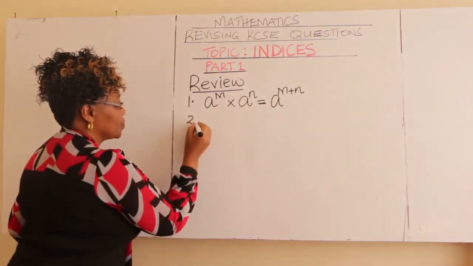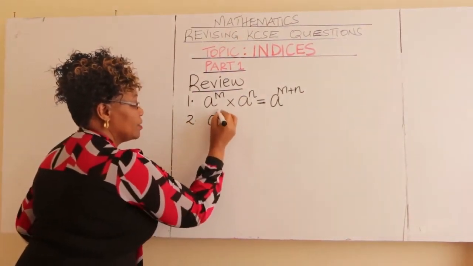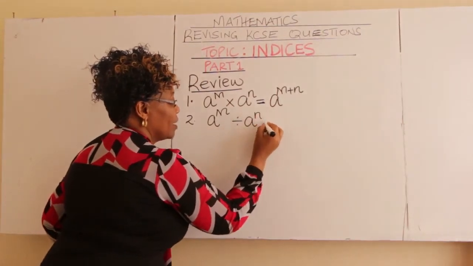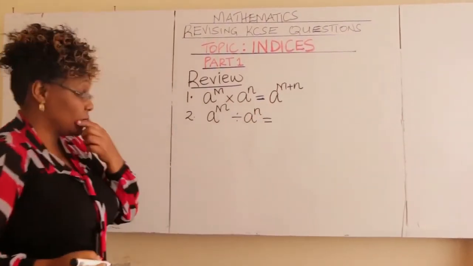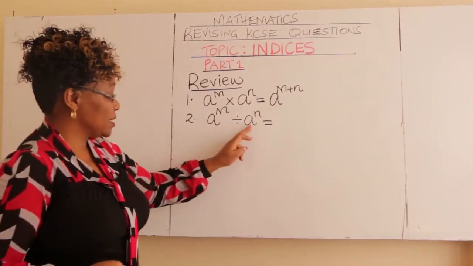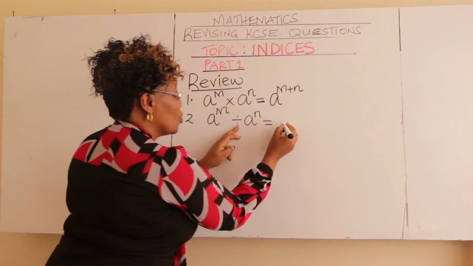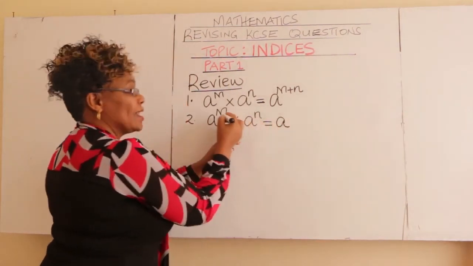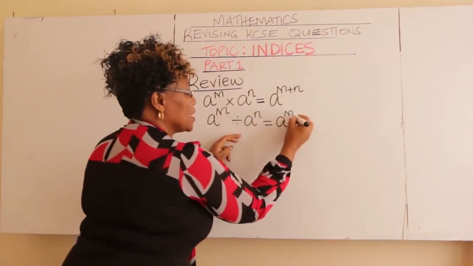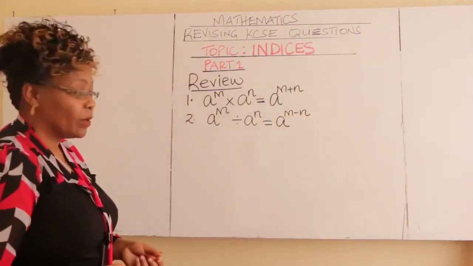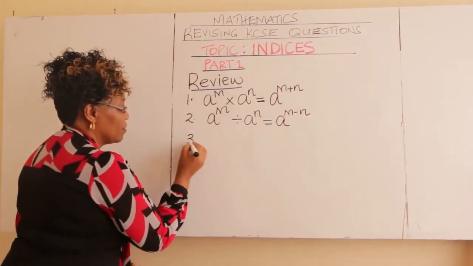Number 2, if you have a raised to m, divided by a raised to n. Yes, common bases, you are dividing. What do you do with the powers? You write the base and then you subtract the powers. Okay? We go to number 3.